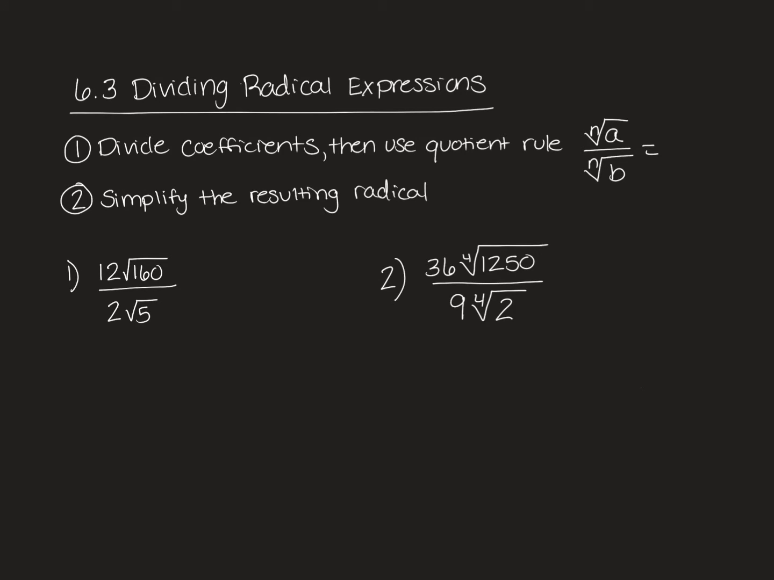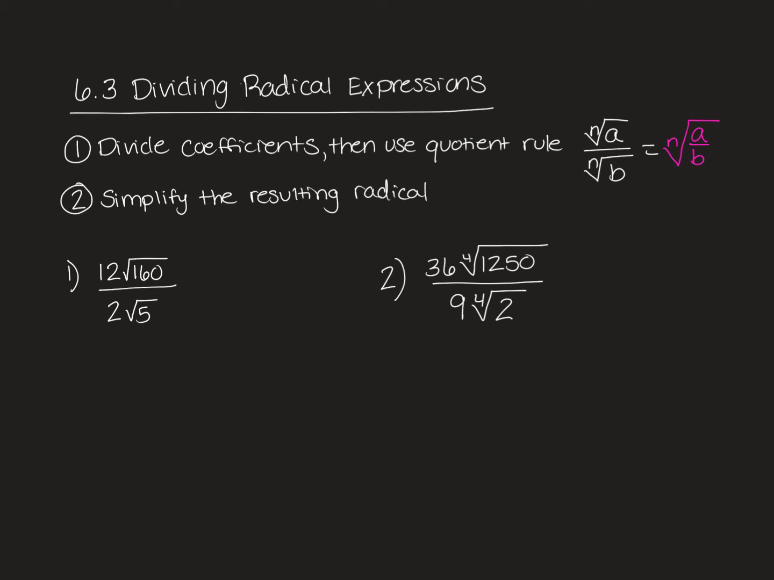In this video, we're going to talk about dividing radical expressions. So your first step is to divide your coefficients, meaning the numbers in front of the radical, and then use the quotient rule. The quotient rule says that if you have the nth root of a divided by the nth root of b, you can make this into one big radical and divide a by b. Once you do that, then you simplify your resulting radical.